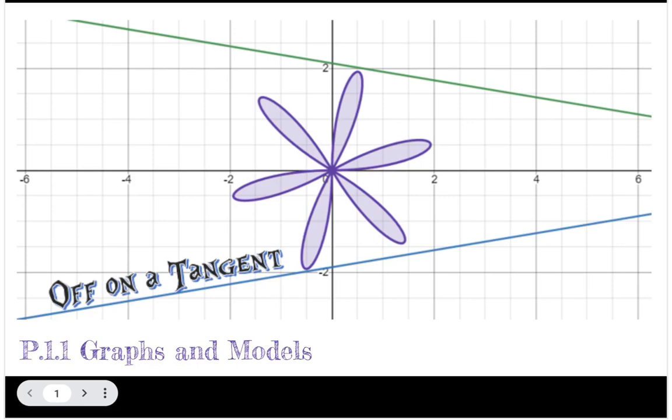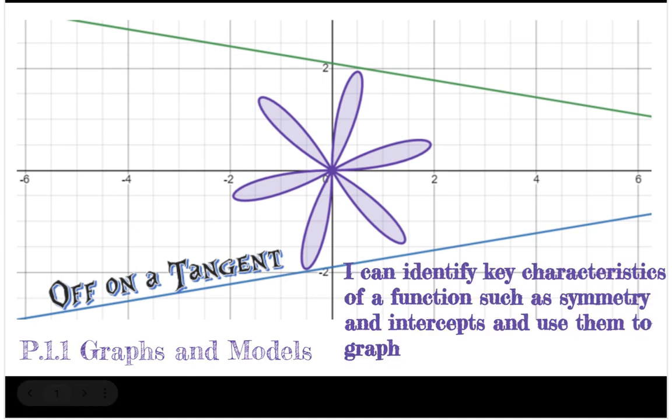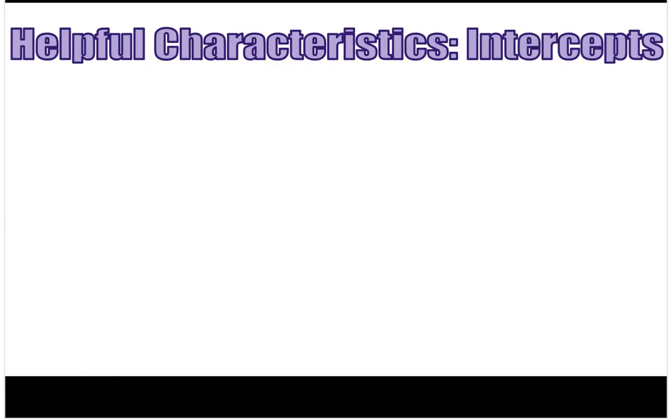Hello and welcome. In this video, we're going to talk about the key characteristics that can help us create a graph or a model. We're then going to use those characteristics to sketch a graph. So our goal in this lesson is that we can identify the key characteristics of a function such as symmetry and intercepts, and that we can use them to graph. So let's go ahead and jump right in.